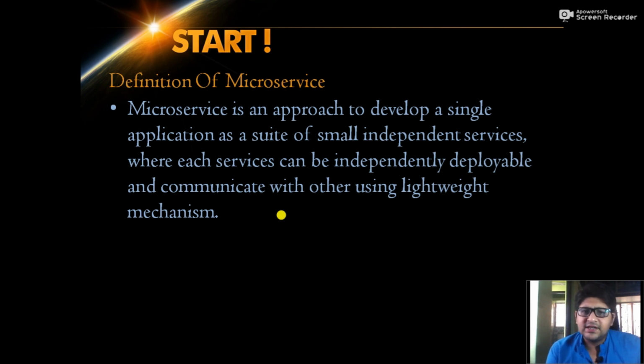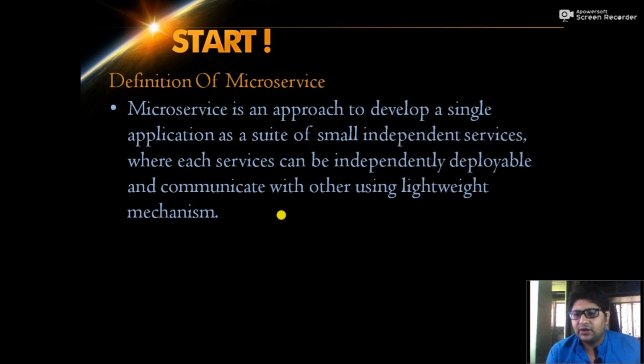Microservice is an approach to develop a single application as a suite of small independent services, where each service can be independently deployable and communicate with others using a lightweight mechanism. So what we understand from this definition is that microservices means there is no single code base; rather there are multiple code bases, and each code base acts as a service which can be independently deployed, is not dependent on any other service, and has its own database, own code base, and own deployment mechanism. And when one service tries to communicate with another service, it does so by a lightweight mechanism.